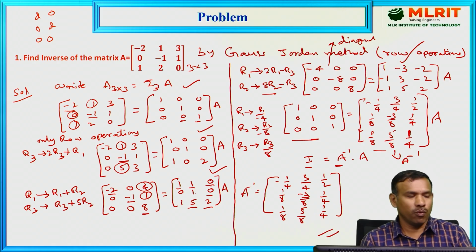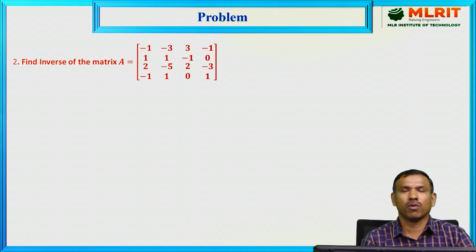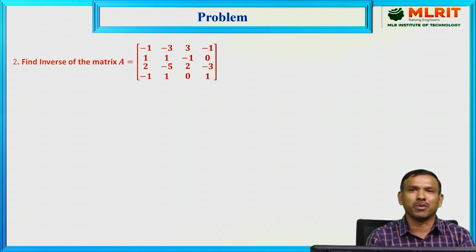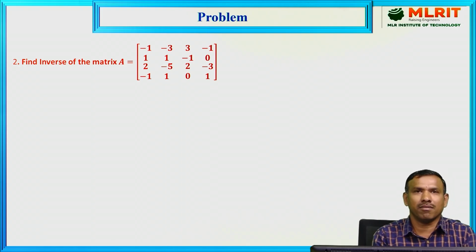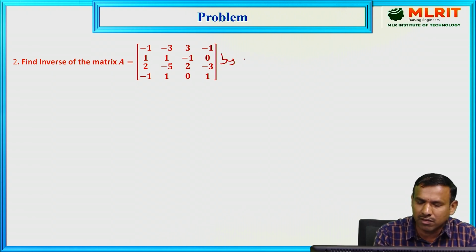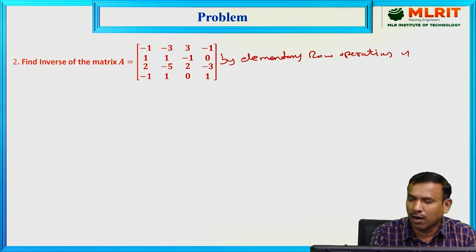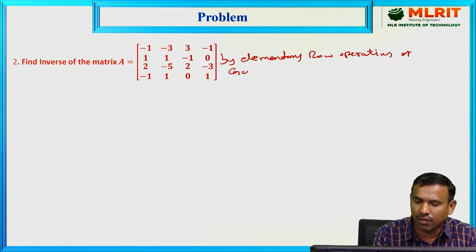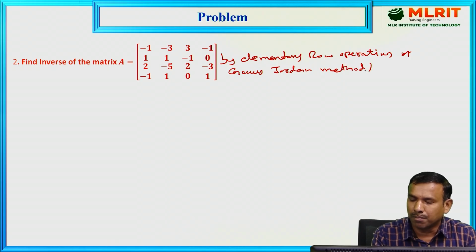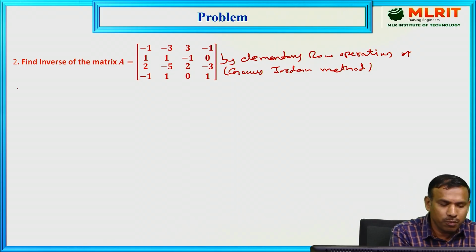Let us go for one more matrix, a 4 by 4. Now look at this inverse of a 4 by 4 matrix. It is a little bit lengthy compared to 3 by 3, a little bit typical. With good concentration, we need to answer the question. The procedure is the same: elementary row operations, or sometimes they call it the Gauss-Jordan method. Whatever they call it, we need to apply only row operations. Right, so what is the procedure?